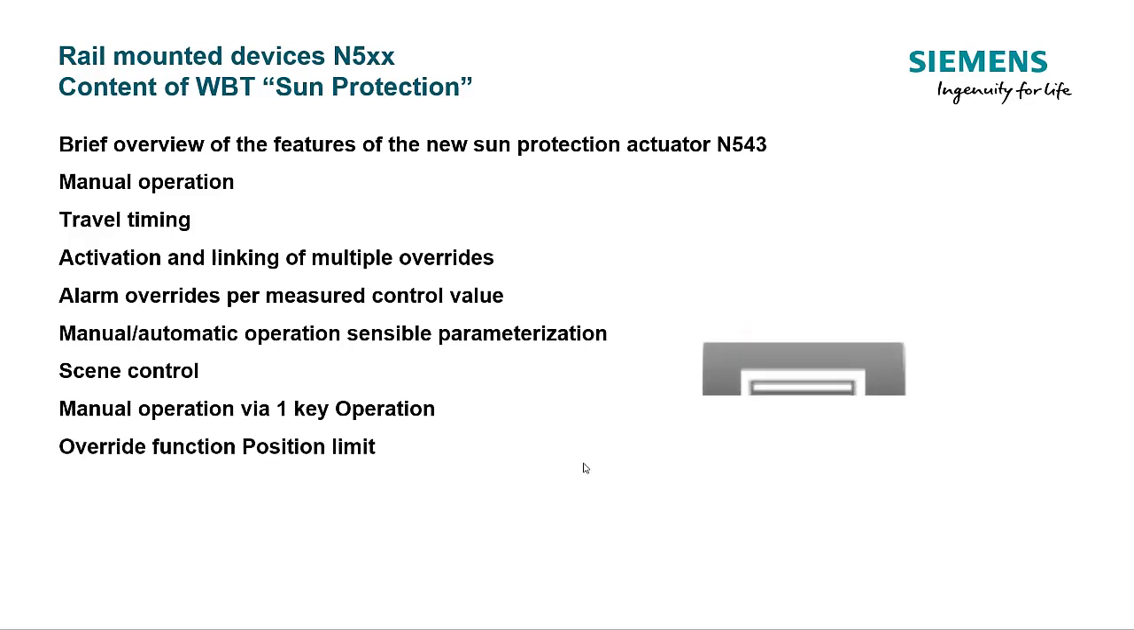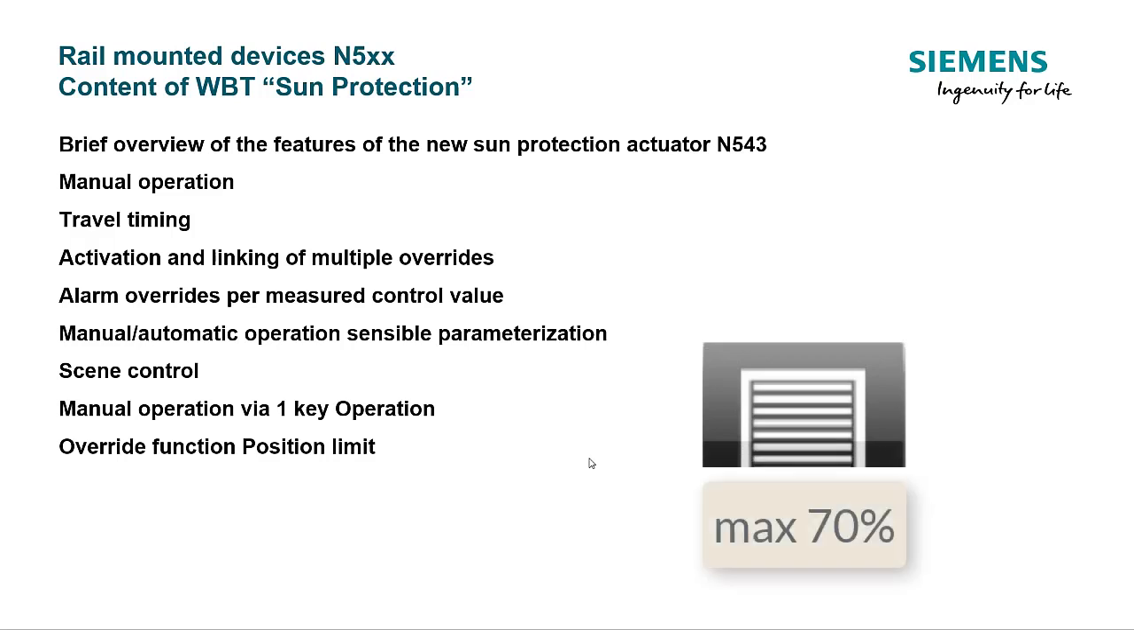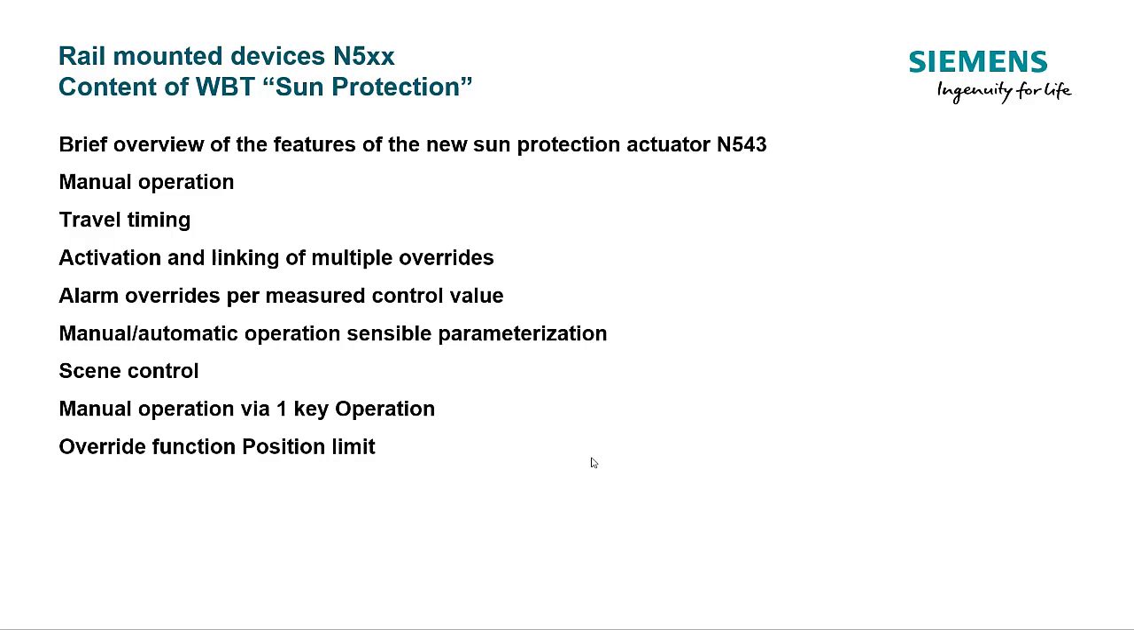9. Override function position limit. The sun protection of a building should, at least temporarily, not be able to be completely closed, either by manual operation or by automatic control. Is this possible? Go to Central Override Position Limit.